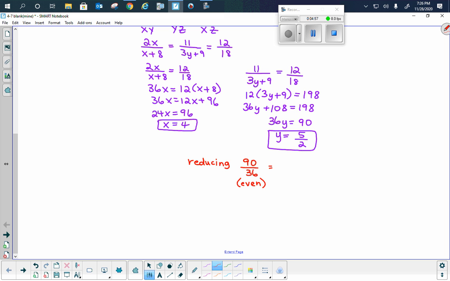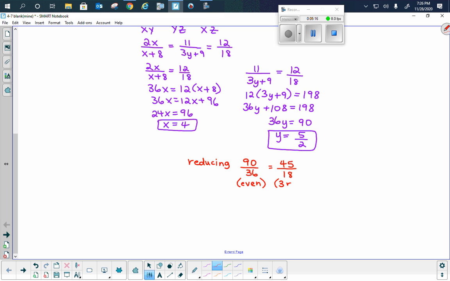So if you divide by 2, this would turn into 45. This would turn into 18. Okay, now you have to keep reducing. Ask yourself if those are even, and they are not. They don't reduce by 2. So maybe I want a different trick. The next thing I check for, guys, I look at the 3 rule.